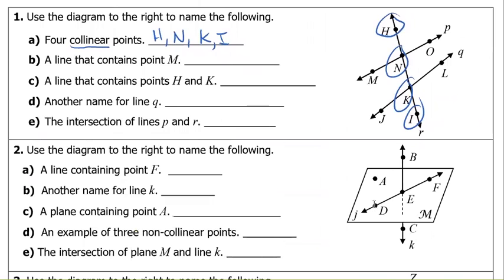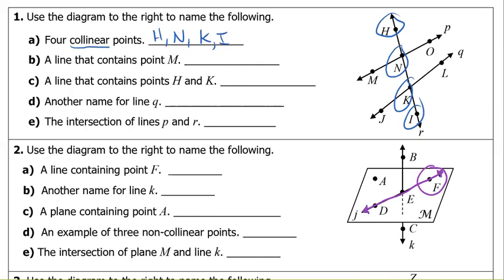All right, let's do number 2. Let's use purple. Use the diagram to the right to name the following. A line containing point F. So this is my point F, right? So a line is going to be this line. So this is going to be my line.